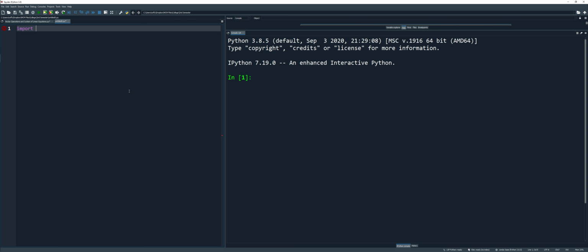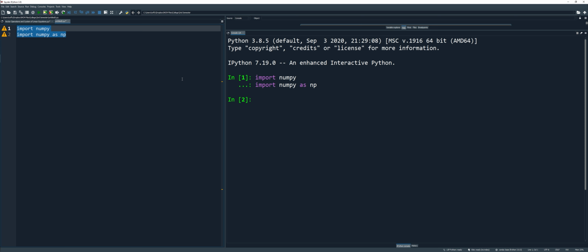Before I start my demonstration, let me just import the necessary packages that I will be needing in my demonstration. And these are import numpy and import numpy as np. So let's try to run this one using this. So basically, I'm just importing numpy and np.